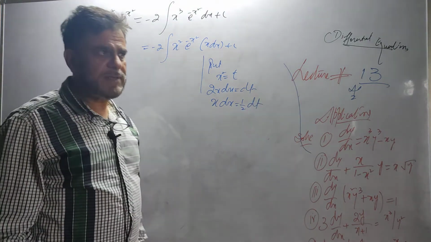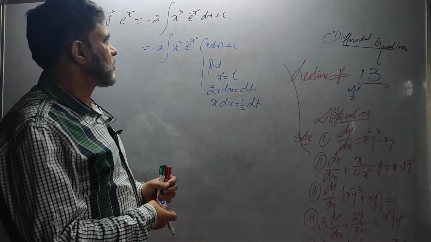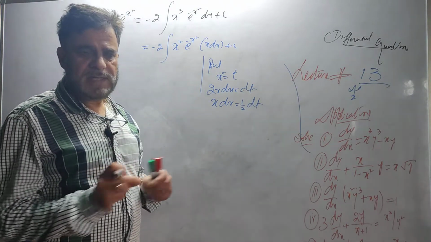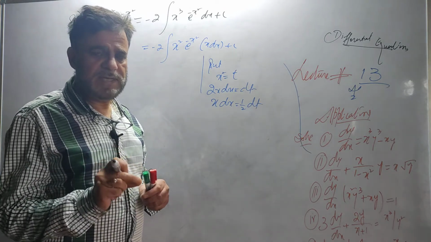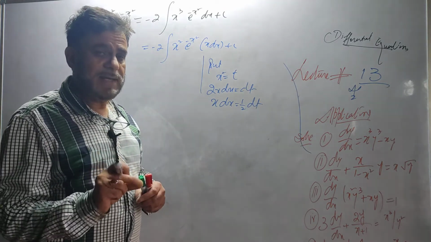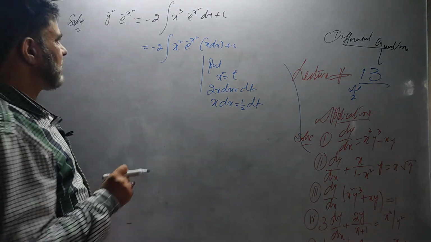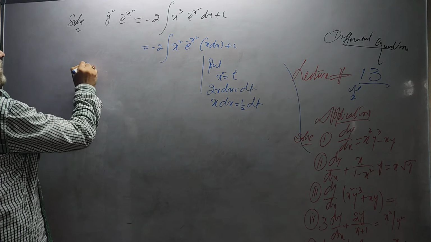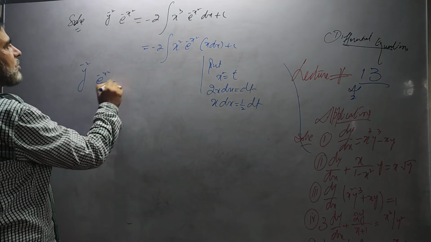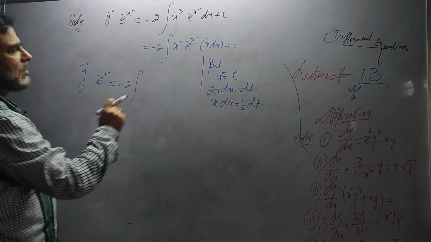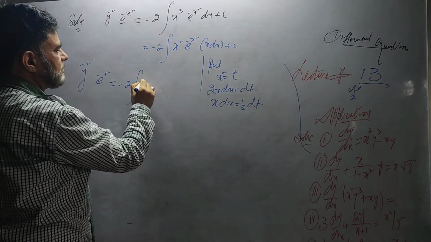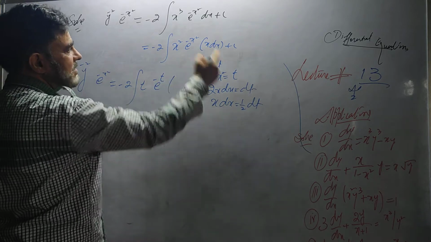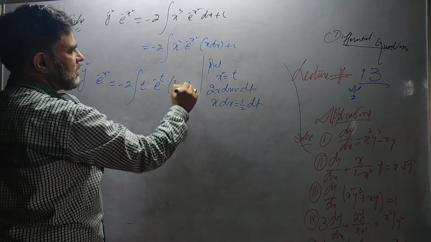It would otherwise become difficult if I make the substitution x cube or some other substitution. So better is to separate x cube and write it as x square, because we know that in the derivative of x square I can get x dx. So I am going this way. This is y raised power minus 2 e raised power minus x square is minus 2 integral of, x square is now t, e raised power minus t, and x dx is 1 by 2 dt, plus c.